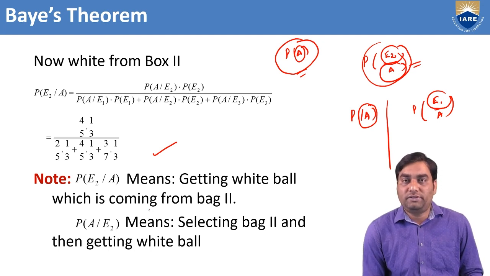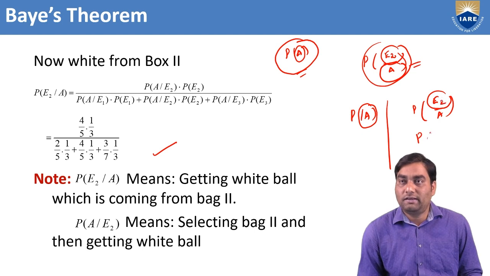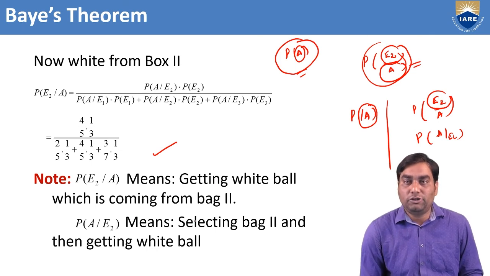But here if you observe, there is a difference. P of E2 by A and P of A by E2. E2 by A means getting a white ball which is coming from bag 2. A by E2 means selecting bag 2 first, then getting a white ball. This is only what we are going to find out in the Bayes theorem: E2 by A, E3 by A, E1 by A. Okay?